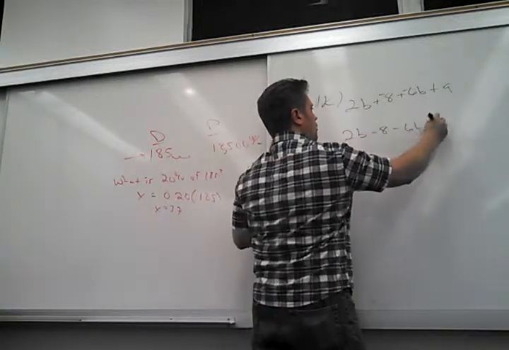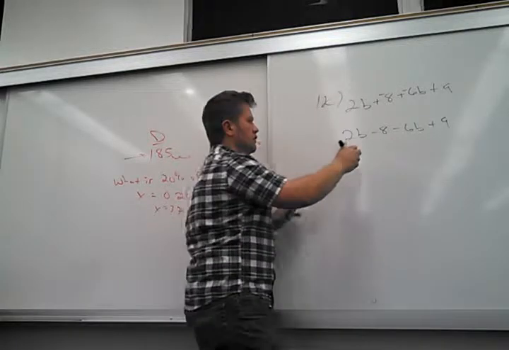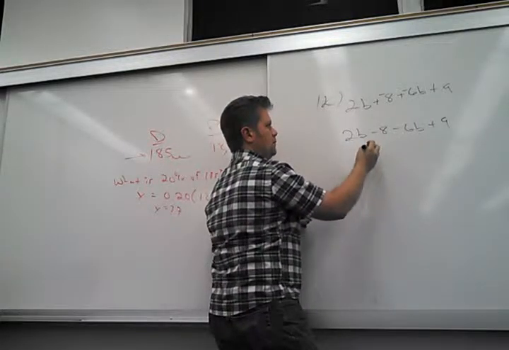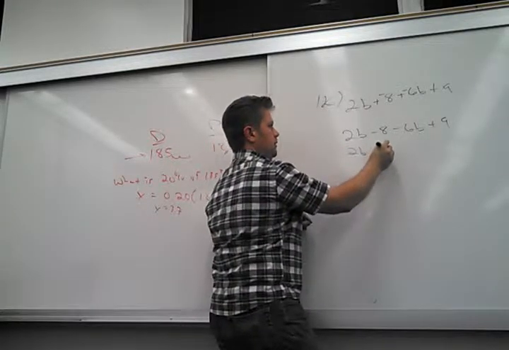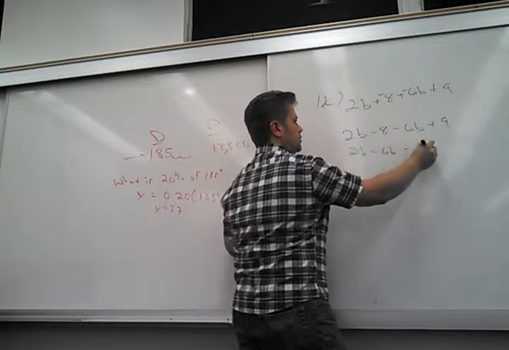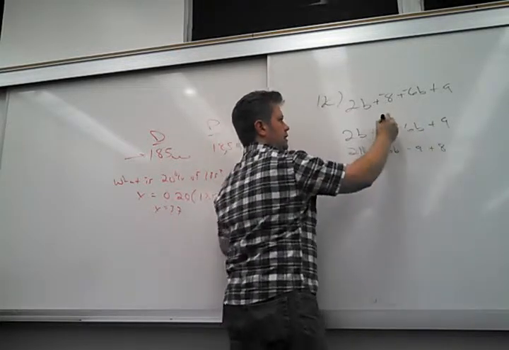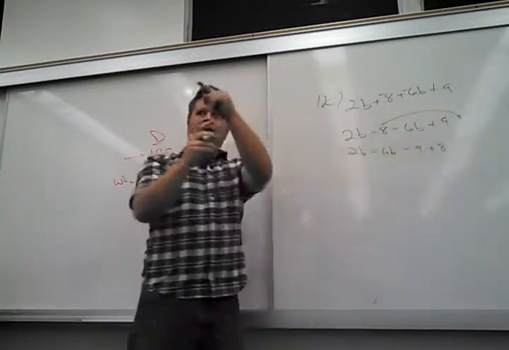But when you start moving stuff around, I always get people who put 2b minus 6b, and then for some reason it comes out minus 9 plus 8, like they move the 8 back here. But the 8 went.